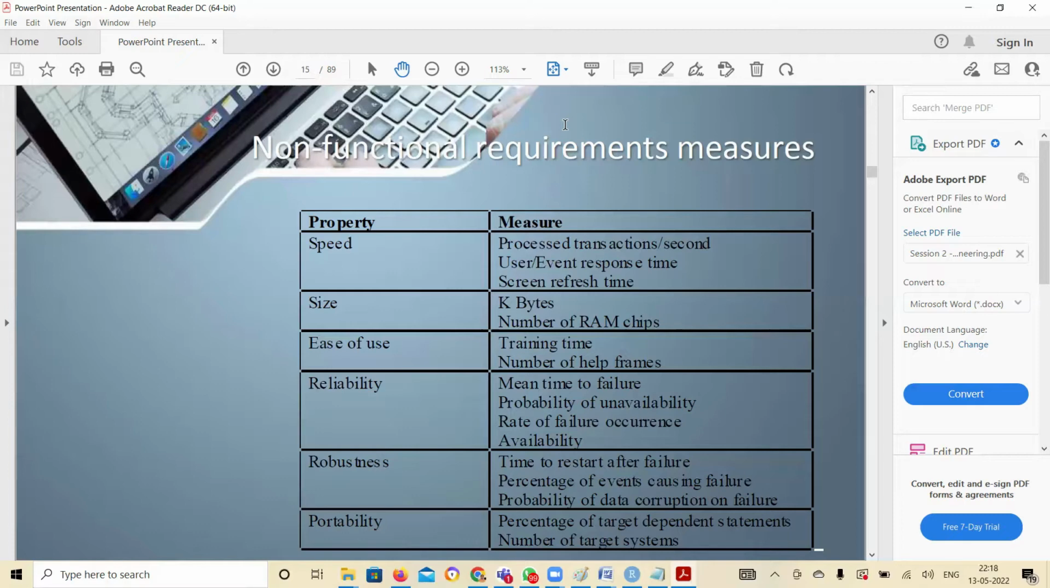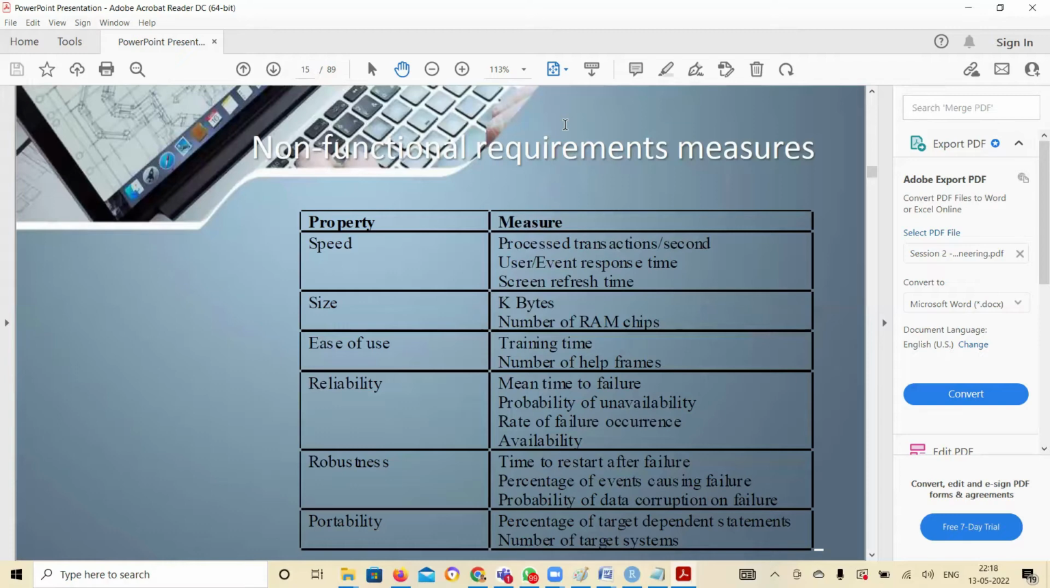Then size, we're measuring in terms of bytes. Remember, the size is also an efficiency requirement, right? So it could be kilobyte, megabyte, gigabyte. Generally, kilobyte is the minimum unit. Then you have the number of RAMs that your system has.